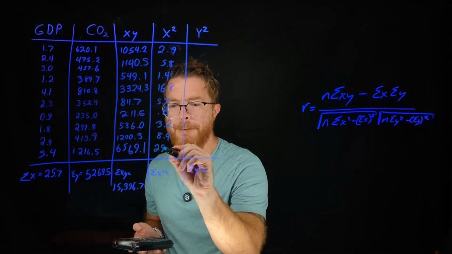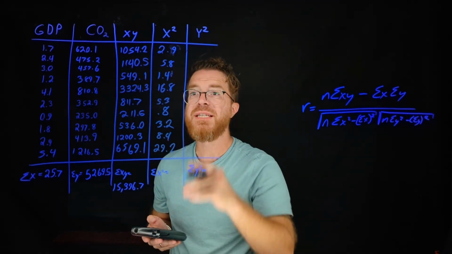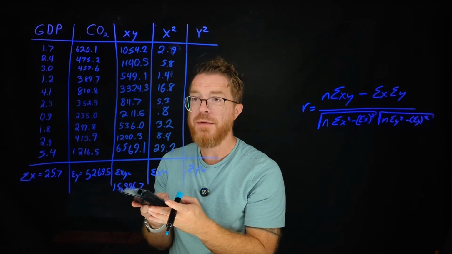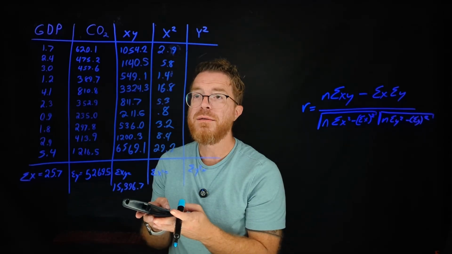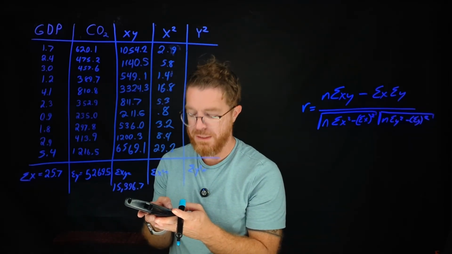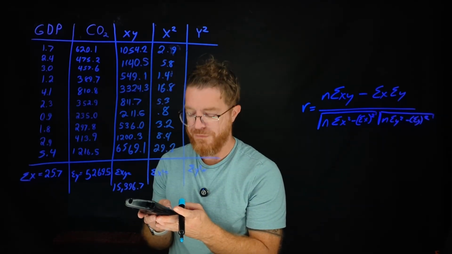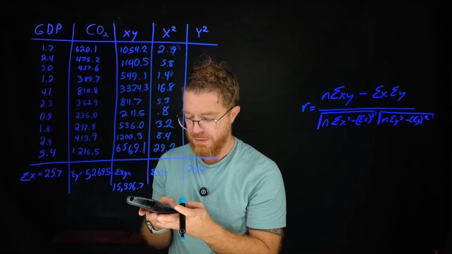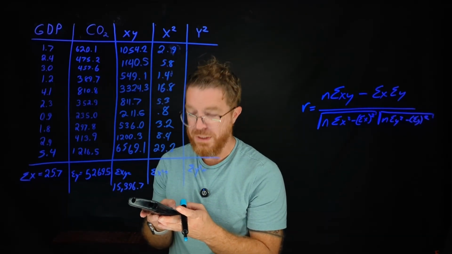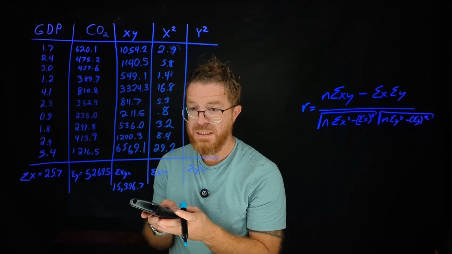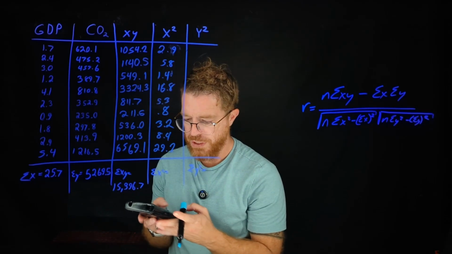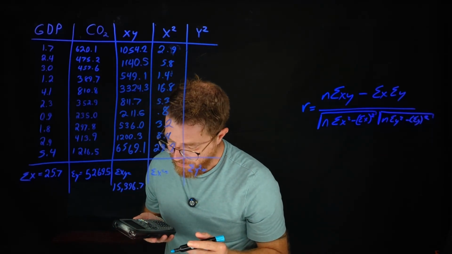So we're going to sum all of these up now. I have 2.9 plus 5.8 plus 1.4 plus 16.8 plus 5.3 plus 0.8 plus 3.2 plus 8.4 plus 29.2. And I get 73.8.